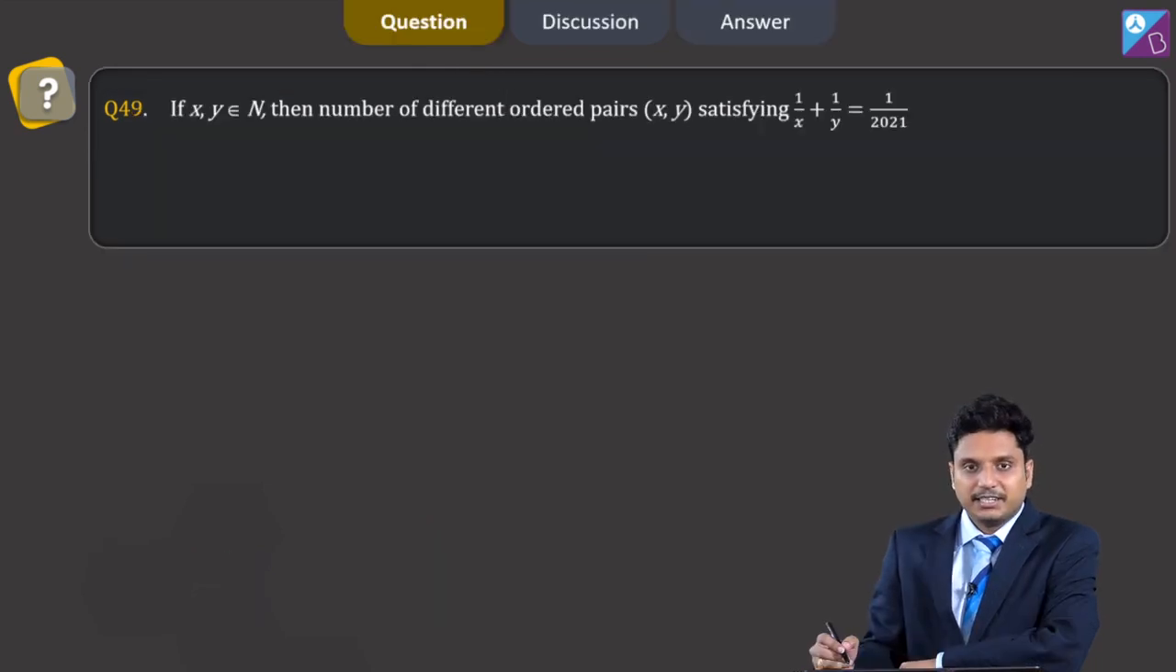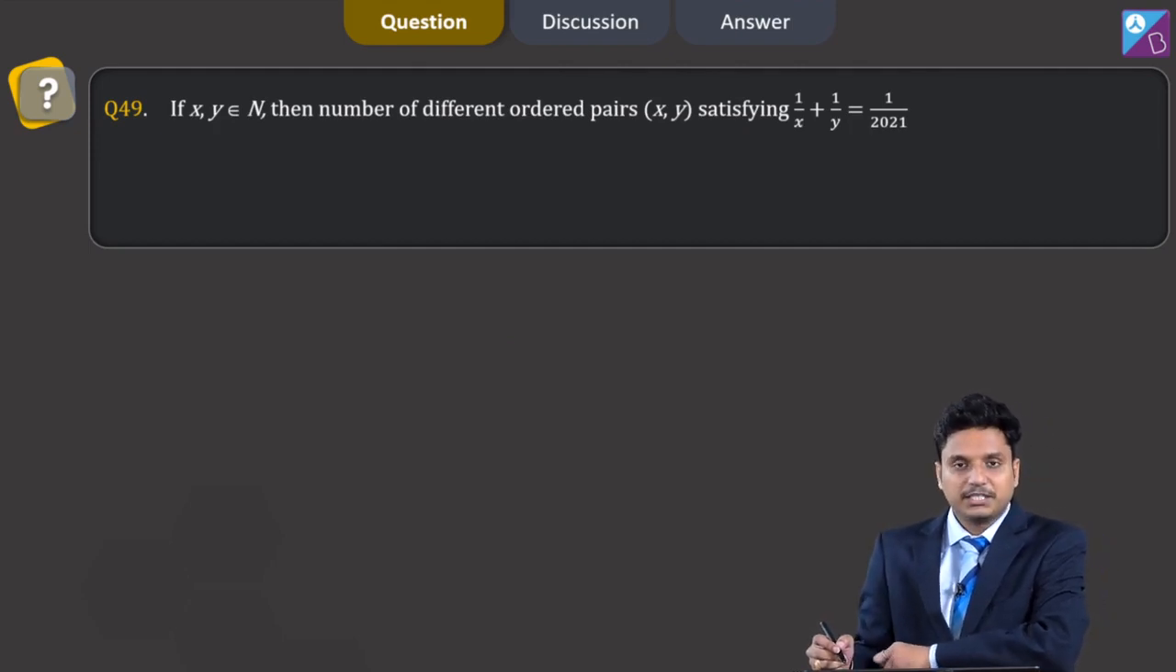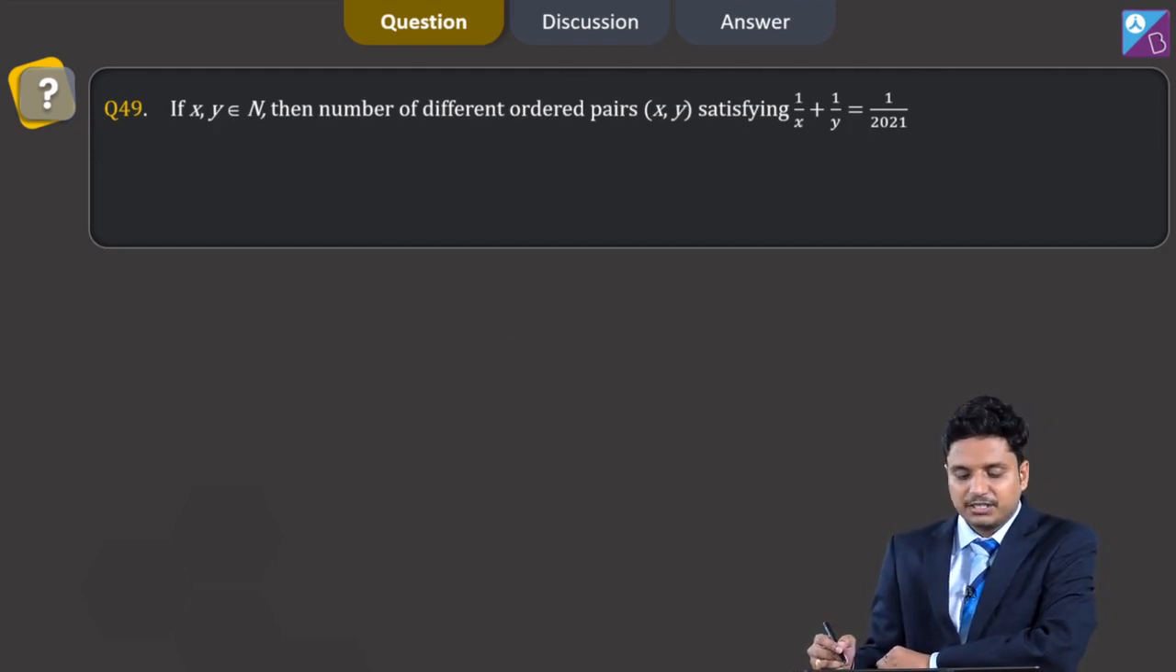So the next section is again a numerical type, but this time answers will be within 2 decimal places. So the first question from this section, that is question number 49, we have to find out x, y, which are natural numbers, the number of different ordered pairs, and this should satisfy 1 upon x plus 1 upon y is equal to 1 upon 2021.